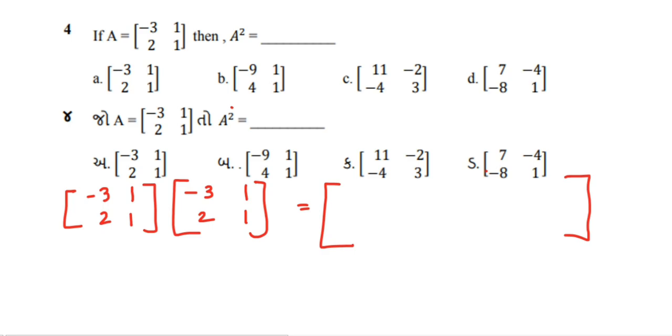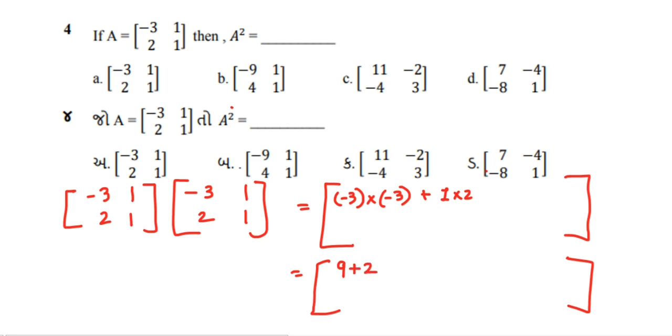For the multiplication, what you can do: minus 3 into minus 3 plus 1 into 2. Let me check only this first one. 3 3s are 9 and the sign will be positive. 2 1s are 2, then it is 9 plus 2, 11. I can see option C can be satisfied. So here you can directly check option C.